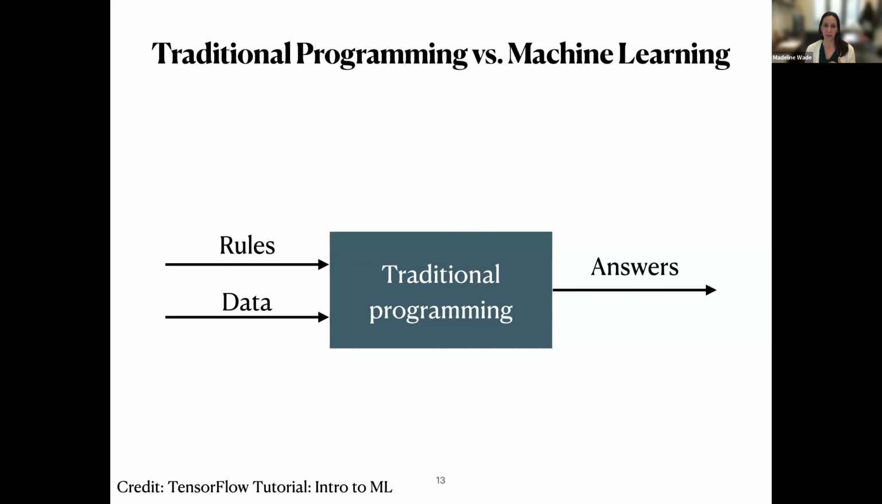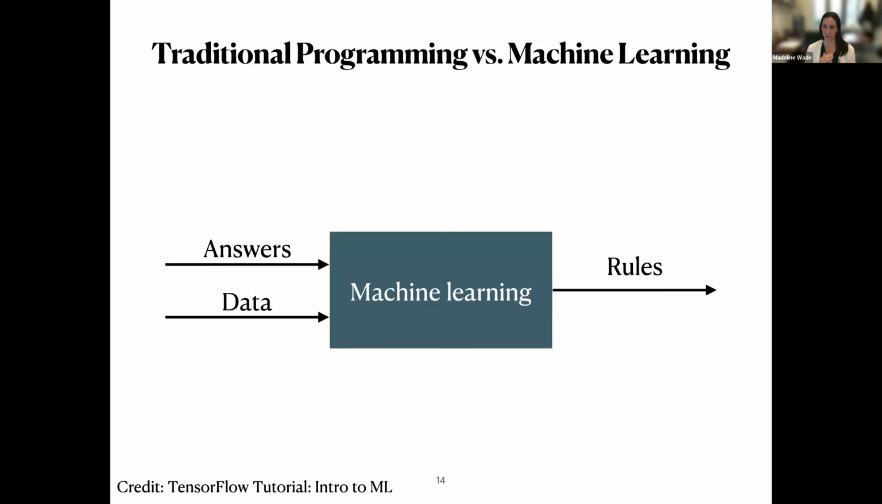A machine learning algorithm, on the other hand, flips things a little bit. With a machine learning algorithm, you don't need to know the rules. The machine's going to learn the rules. All you need is the data and the answers, and you have an algorithm that deduces what the rule is that connects the data to the answers. And then you're able to use what that machine has learned to get answers out of new data that's sent through the algorithm.